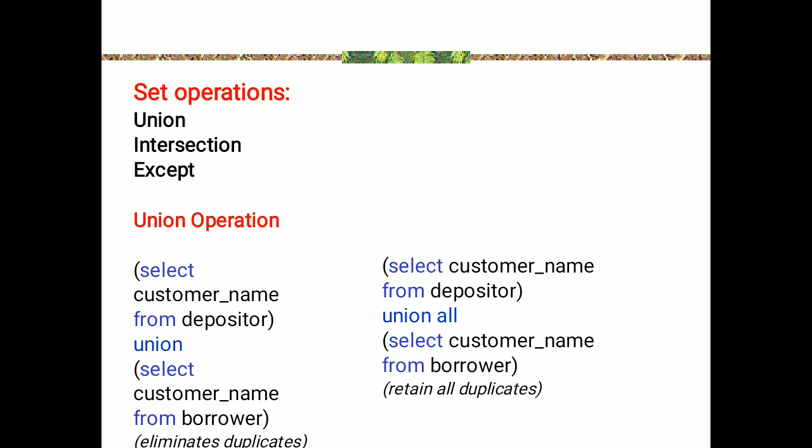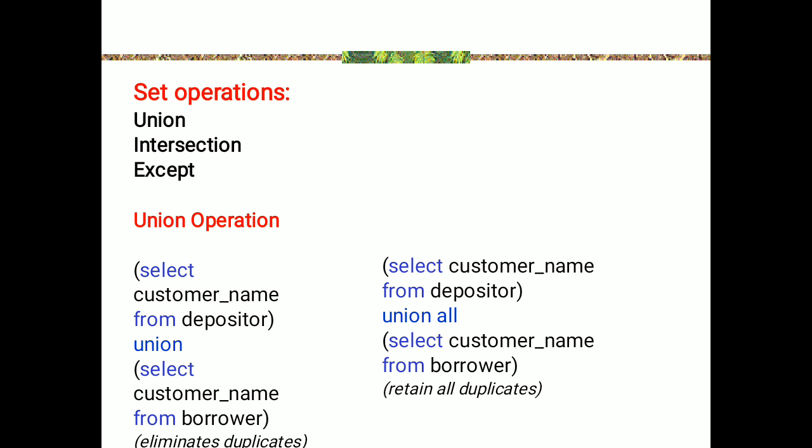Intersection, if we want to show the common data from two tables, then intersection is used. If I want to show the data which is present in one table but not in table 2 or vice versa, then the except operation is used.